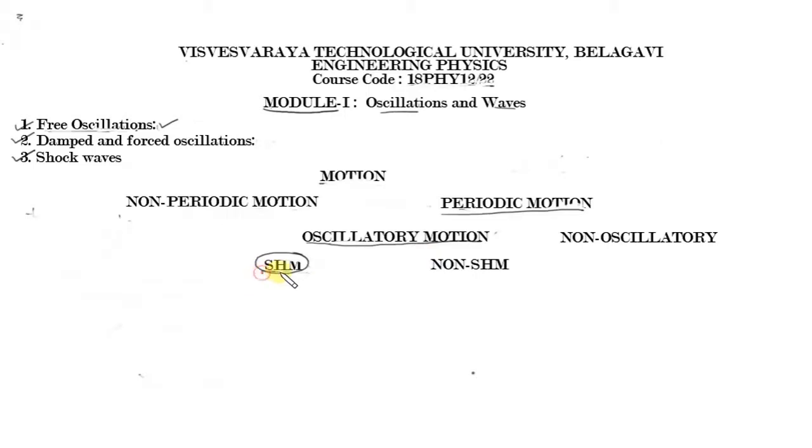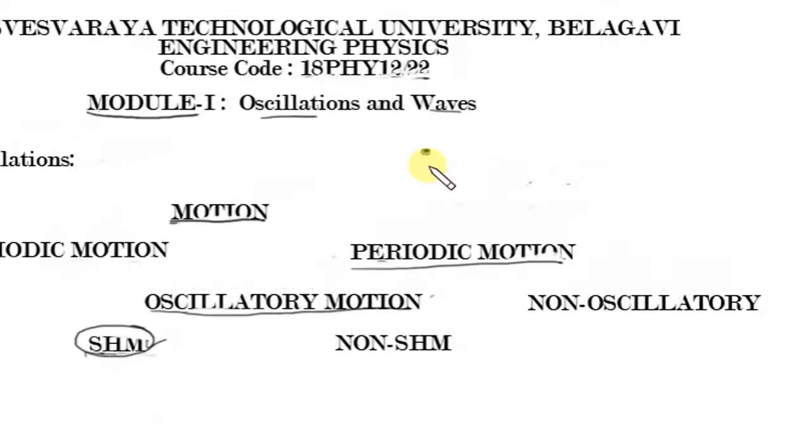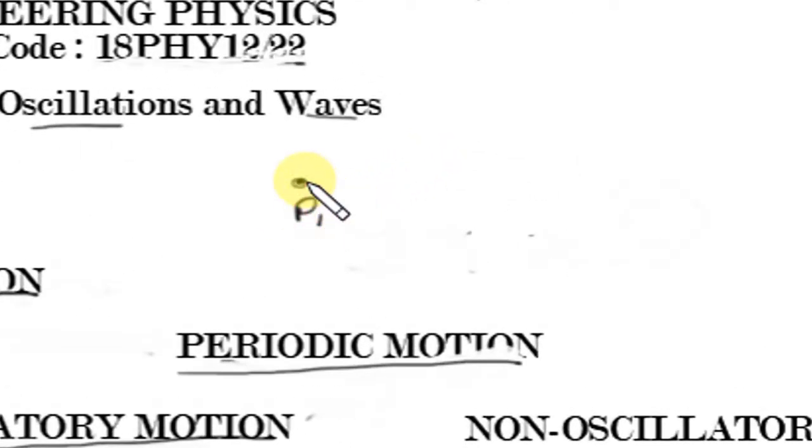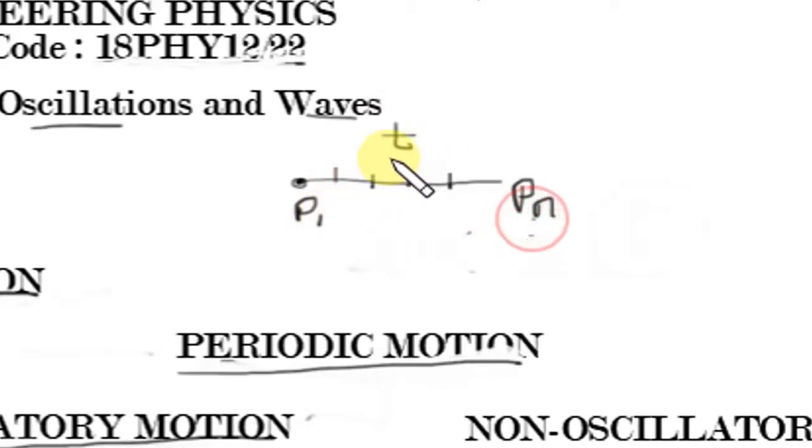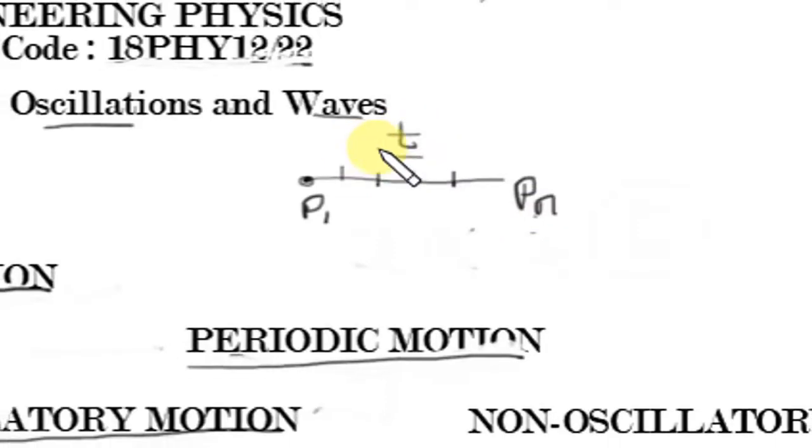Before we try to understand what is SHM, let us see some basic concept with some example called motion. The definition for motion is changing the position from P1 to Pn with respect to time. Changing the position P1 to Pn with respect to time, this phenomenon is known as motion.